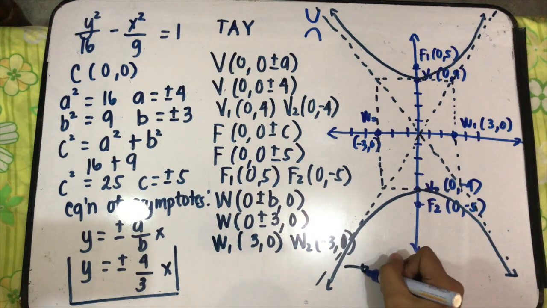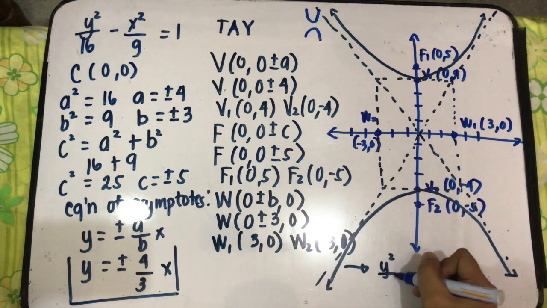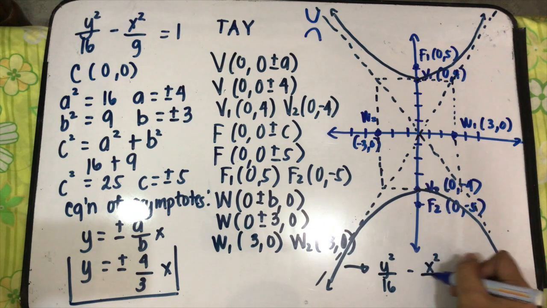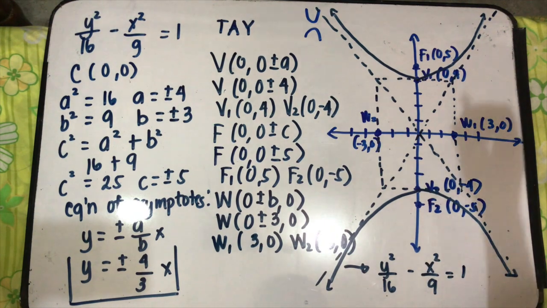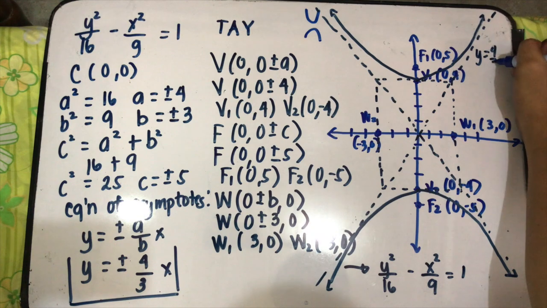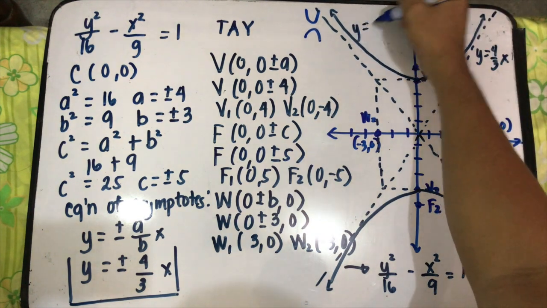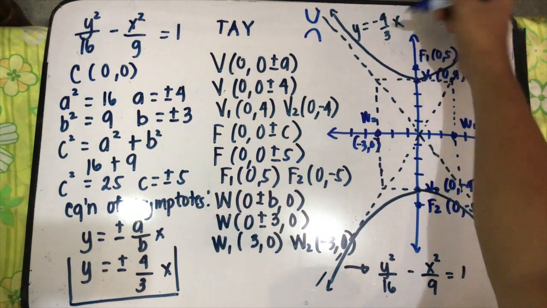So this is now the hyperbola having an equation y squared over 16 minus x squared over 9 is equal to 1. And the asymptotes would be y is equal to 4 thirds x, and the other one is y is equal to negative 4 over 3 x.